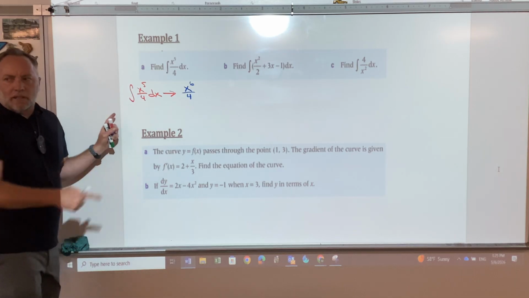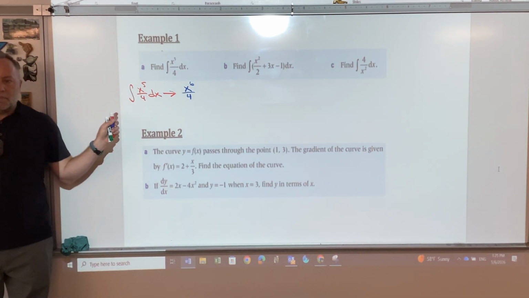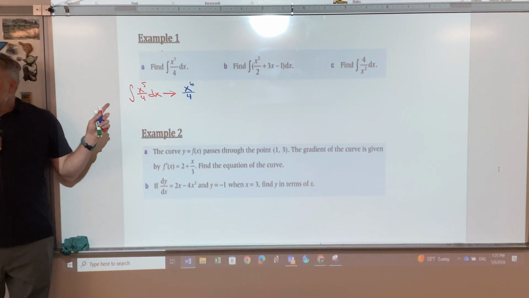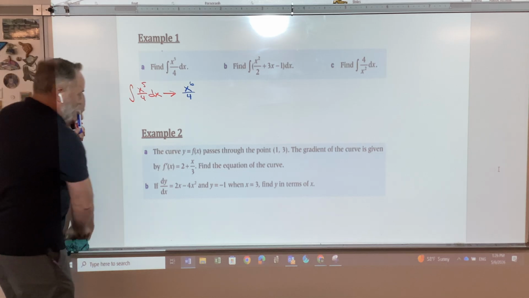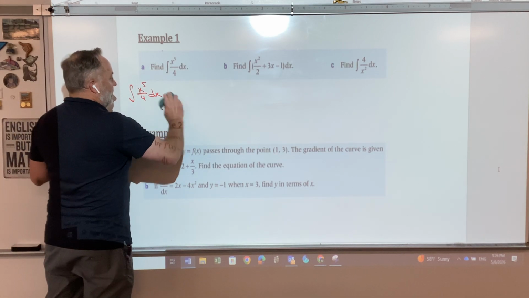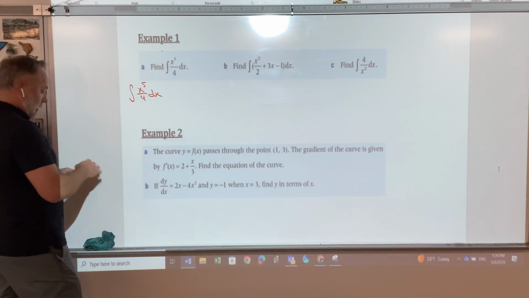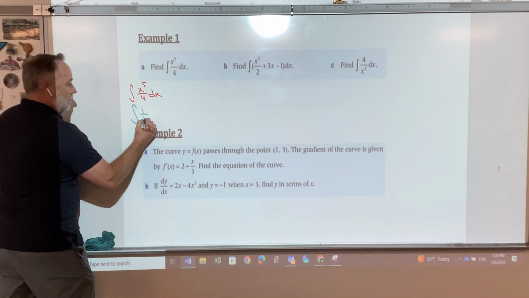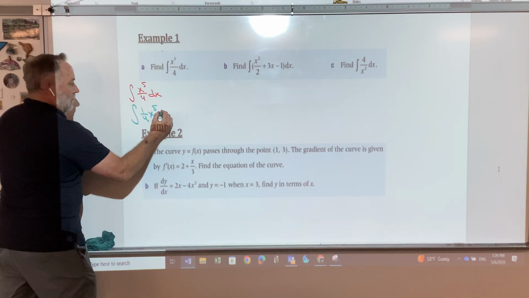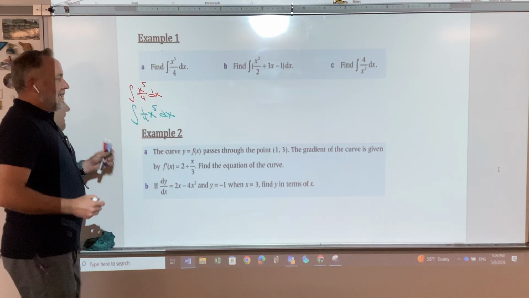What's your constant right there? What's x to the 5th being multiplied by? 1/4. I thought you were supposed to do plus 1 on the bottom. Hold on, let me show you this. Are these two things the same thing? Do those two things say the same thing? Yes.